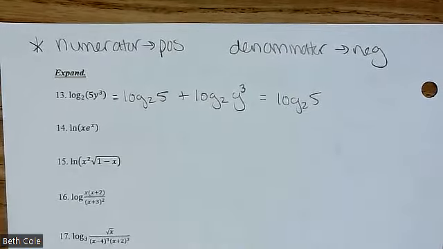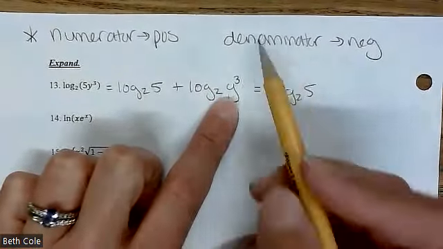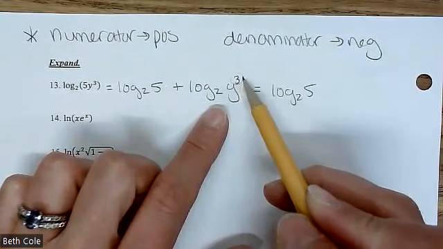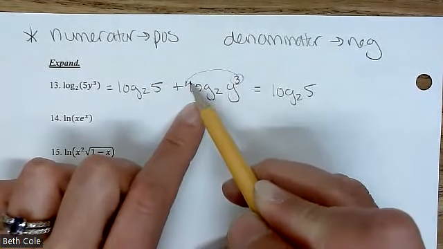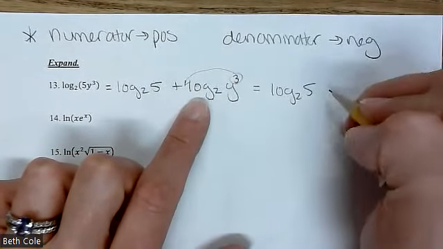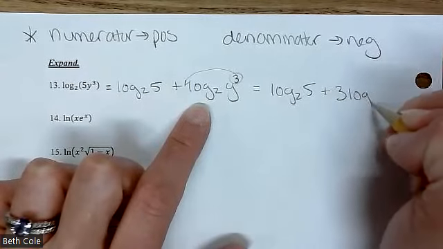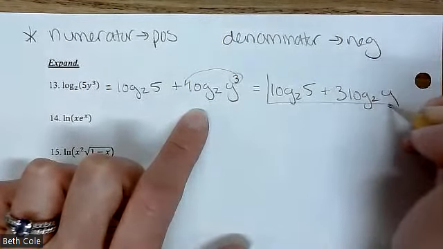Something. I don't know what it is without a calculator. It'd be 2 point something, because 2 squared would be 4, and a little bit more than that would be 5, but I don't know what it is without a calculator. So just leave it. This one, do you see that 3 as the exponent? You're allowed to take that and bring it out front as the coefficient. So it'll be plus 3 log base 2 of y, and that is your answer.